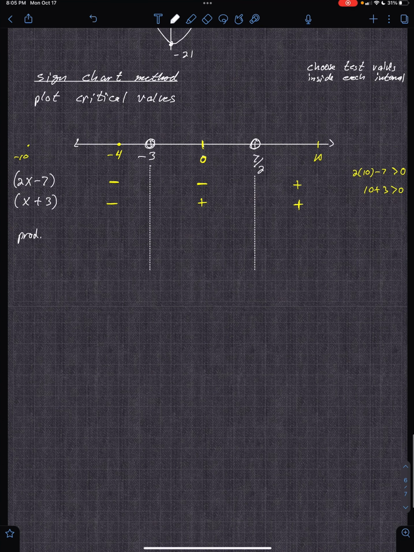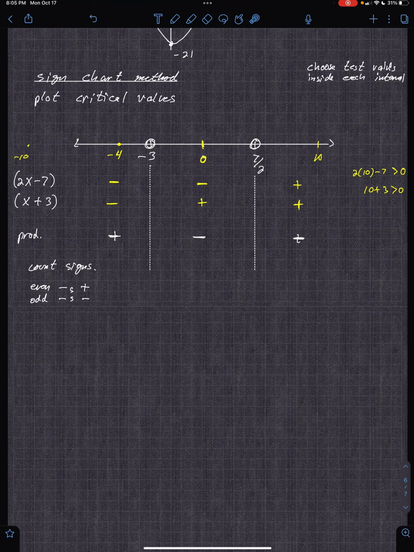For the product, all you really do is count signs. Even negatives, positive. Odd negatives, negative. That's all you're doing. So 2 negatives means this is positive. 1 negative means this is negative. 2 positives is a positive.